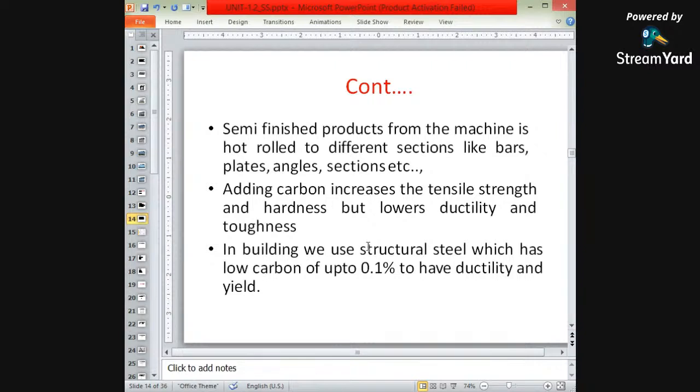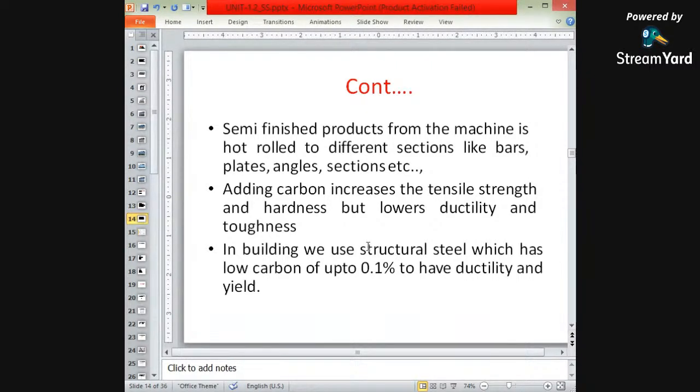Again, semi-finished products from the machine are hot rolled. While giving a special shape, the hot rolled steel is made up of different sections. That is bars, plates, angles, or different sections. It has been converted to these hot rolled steels, converted to various sections, that is bar sections or plates or angles or different sections.